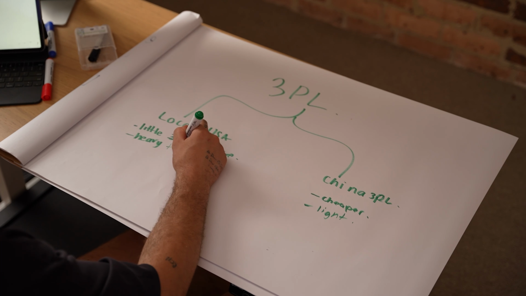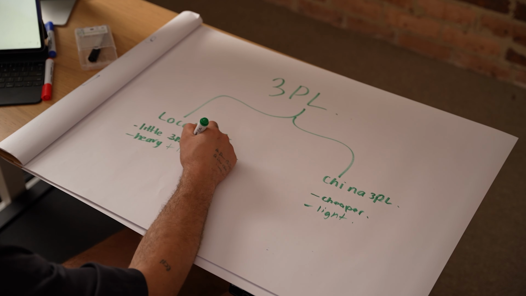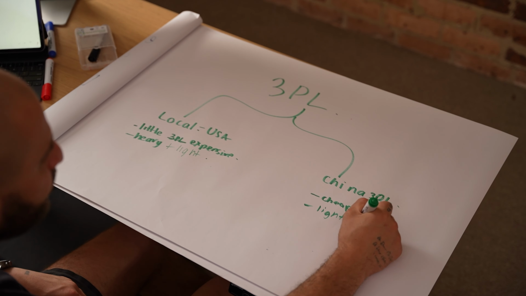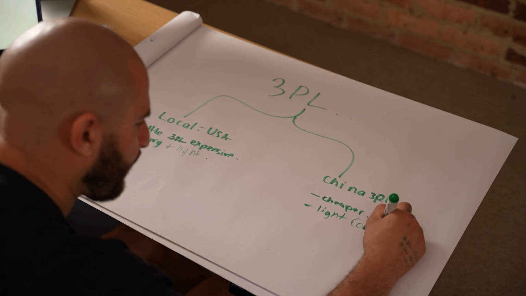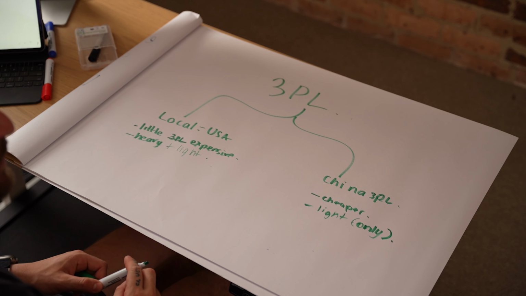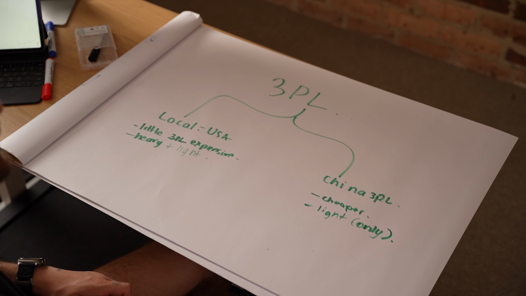Whether you're setting up a business in the US or in Europe, you're going to want to ship all your products directly over to a 3PL there. The numbers just don't add up if you're shipping one by one from a China-based 3PL. If you're selling a light product, both can work. So a local-based 3PL works for both light and heavy, versus a China-based 3PL for only light.